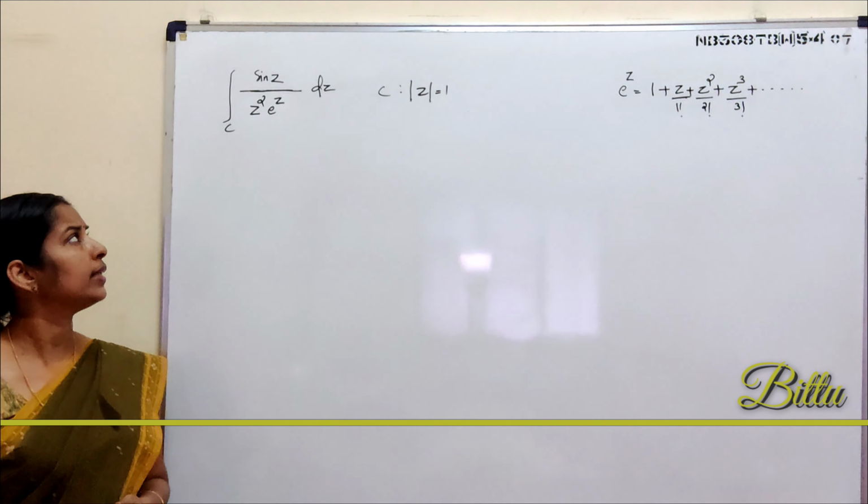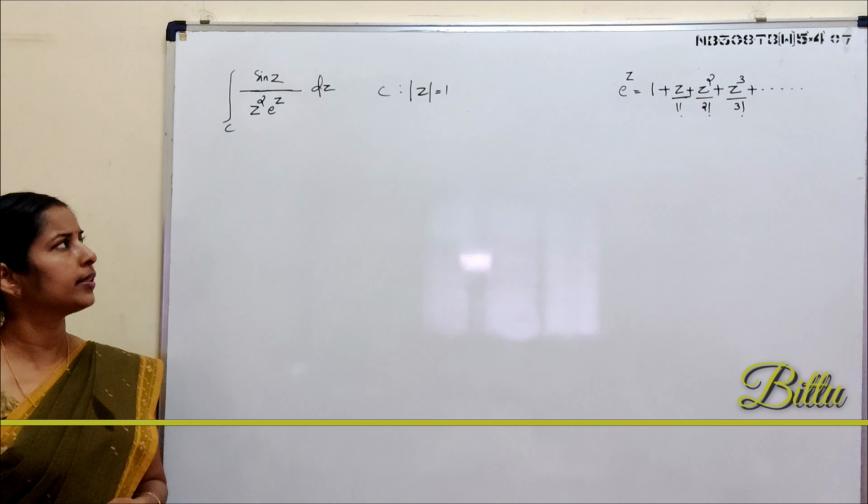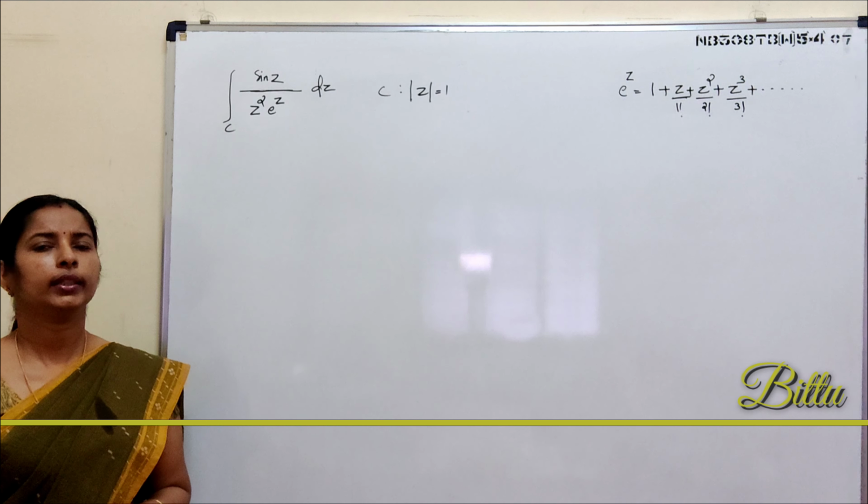Next we have to evaluate the integral over C of sin z by z square e raised to dz over the unit circle.